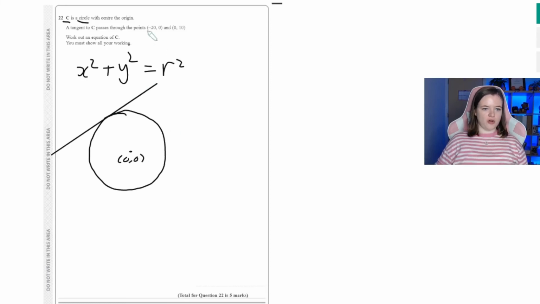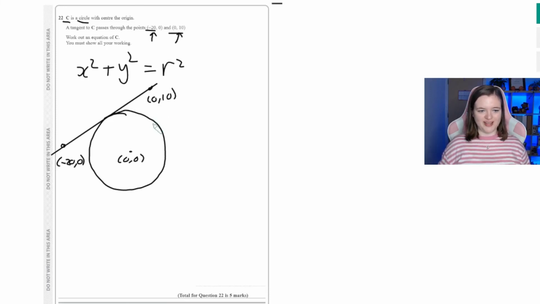And I've got my coordinates here. So when y is 0, that must be the x-intercept. That's going to be down here somewhere, (-20, 0). And then (0, 10), that's going to be the y-intercept. It's going to be up here somewhere, which is (0, 10). Okay, right, so we want to work out the radius.